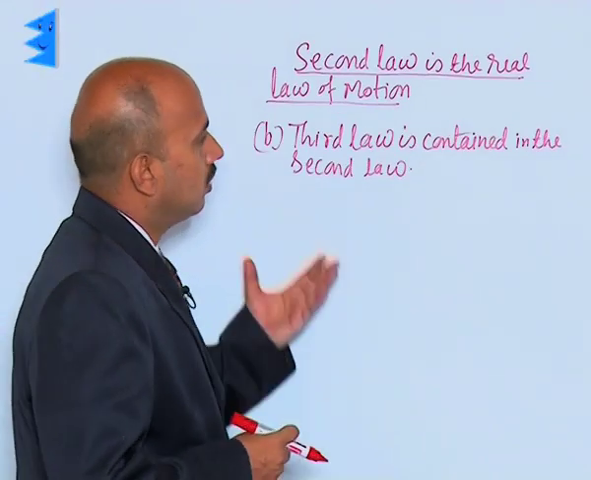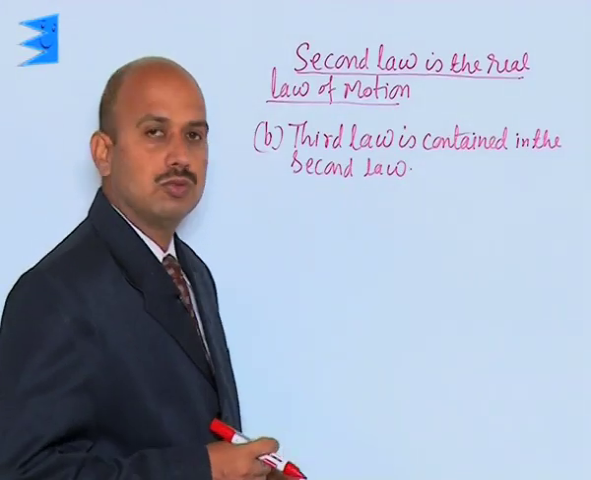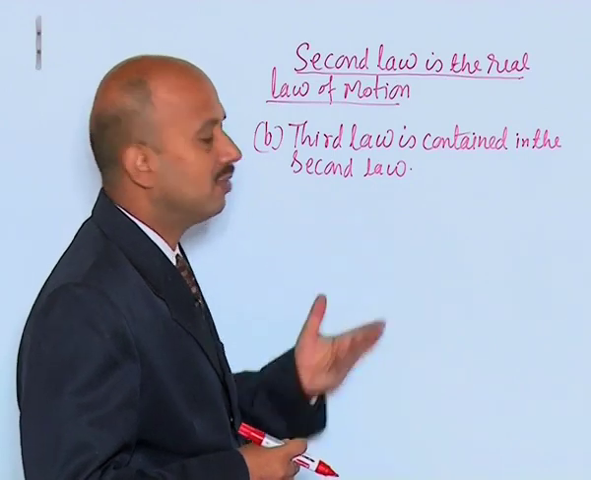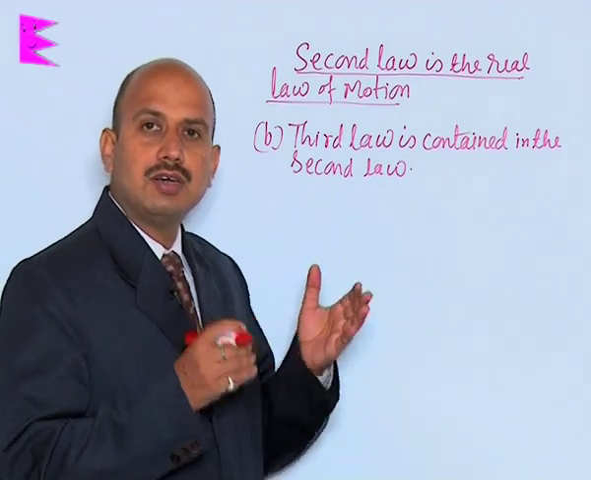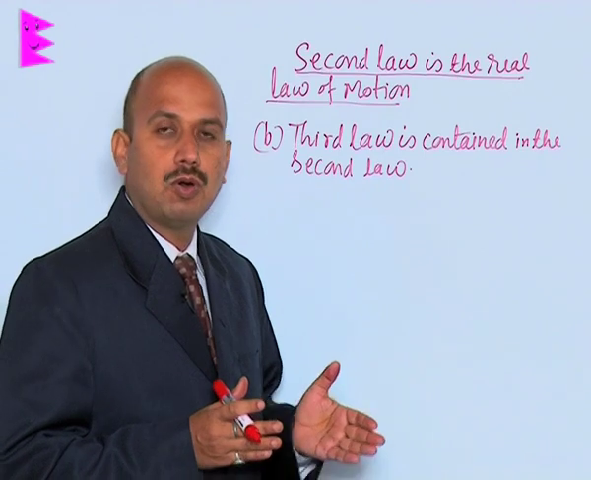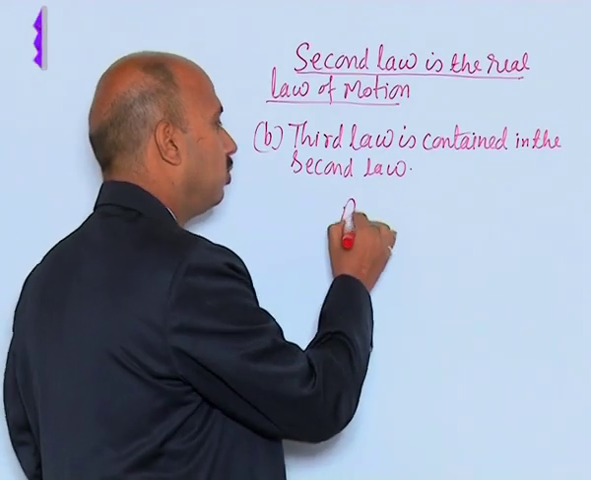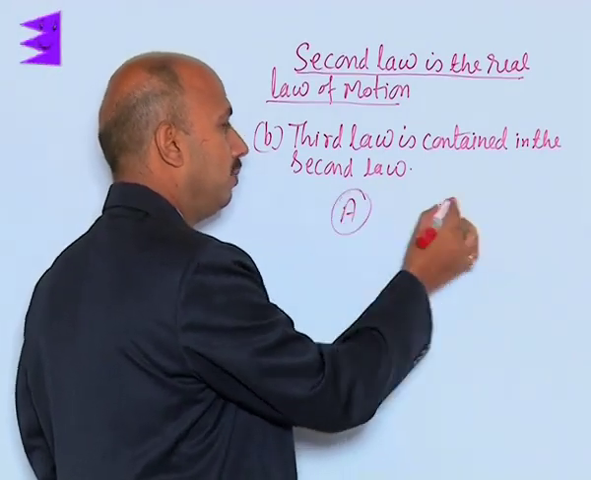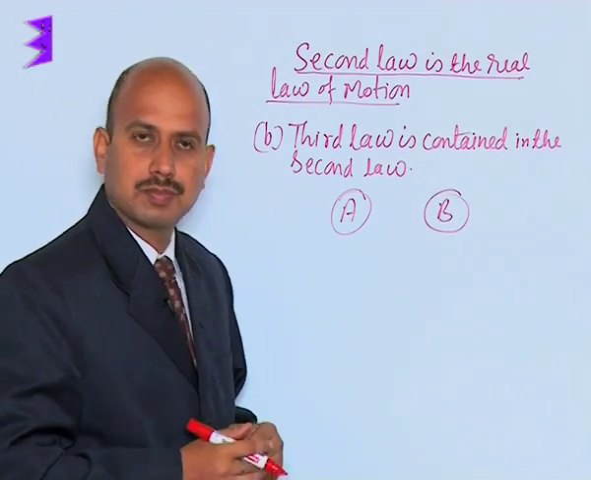See here, the third law is contained in the second law. So, we are going to explain the third law using the second law. Consider an isolated system of two bodies A and B. Suppose you have taken two bodies A and B. This is an isolated system.